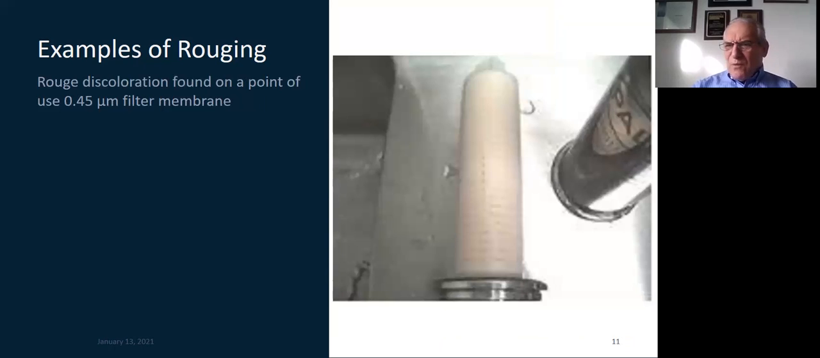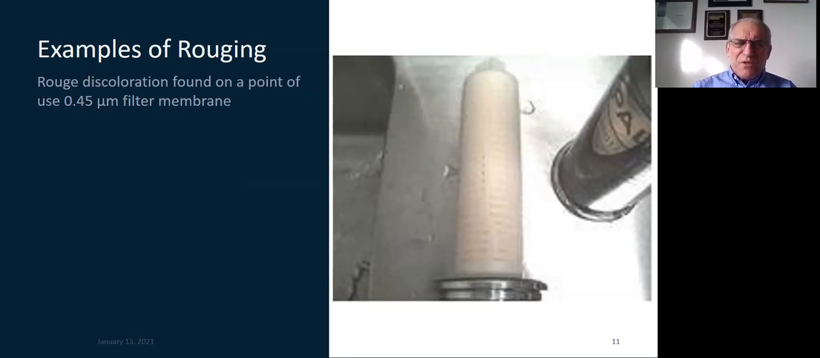Sometimes there are filters on water systems. You can see this filter over here has a slight pink hue to it. That pink color is the actual stoppage of those non-adherent rouge particulates that were coming off of the pump system and stopping them from getting downstream.